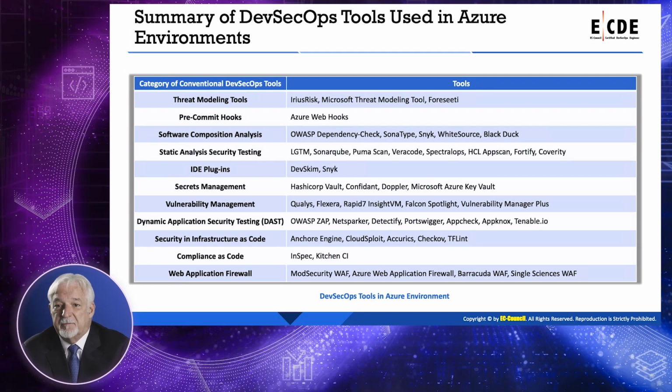If we look at Azure, they have theirs as well. There's native and or integrations that you can do. For the threat modeling tools, there's IriusRisk and Microsoft Threat Modeling Tool, or ThreatModeler. Pre-commit hooks, Azure webhooks, software composition analysis, OWASP again. You can go with Sonatype, Snyk, WhiteSource, and Black Duck. These last three were on the previous AWS tools that you could use as well.